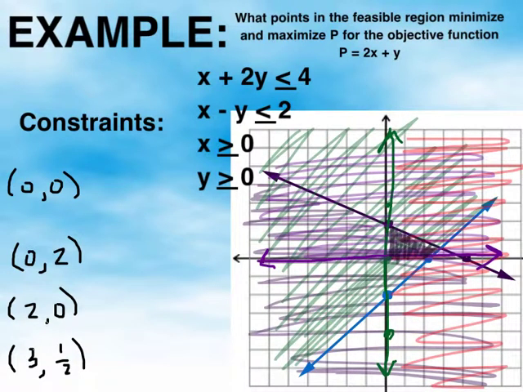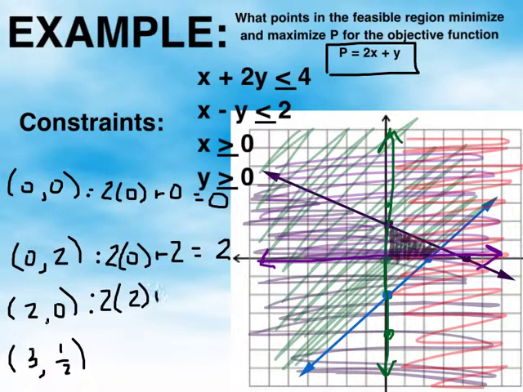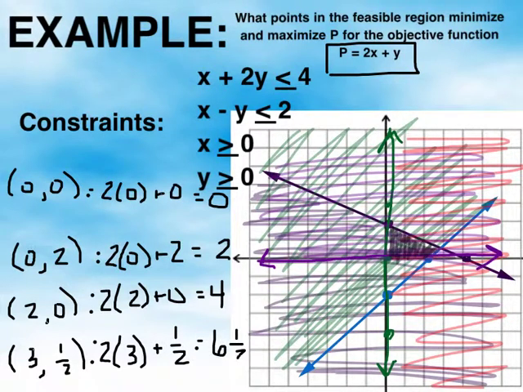Now with those points, in order to find our minimizing and maximizing points, we have to plug them in. So 2 times 0 plus 0 equals 0. And again, we're plugging it into our objective function up here. 2 times 0 plus 2 equals 2. 2 times 2 plus 0 equals 4. And 2 times 3 plus 1/2 equals 6.5.